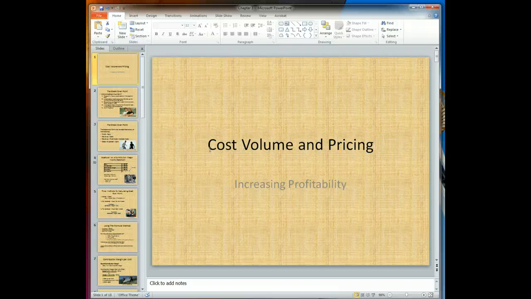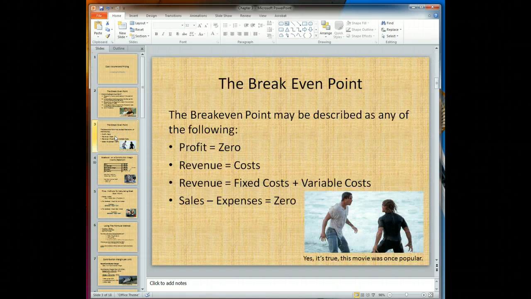This is the last material for Test 1. Test 1 will cover chapters 1 through 3. And the final is cumulative, remember that, so you have to know chapters 1 through 11 for the final. This chapter is on something we call the break-even point.